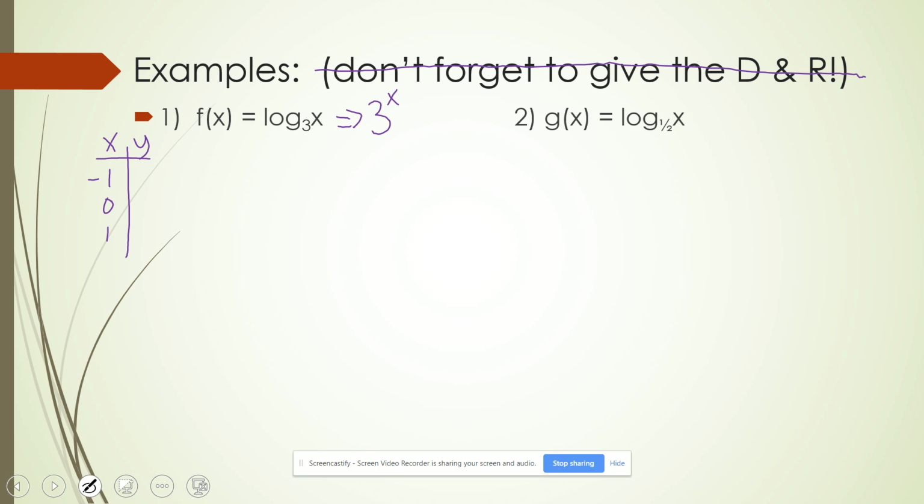Doesn't have to be those 3. Just remember, whatever you pick, you plot. And so plug in the negative 1 for x, and we get 1/3 or 0.33, 1, and 3.